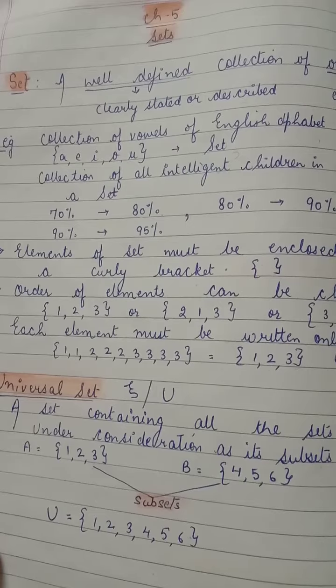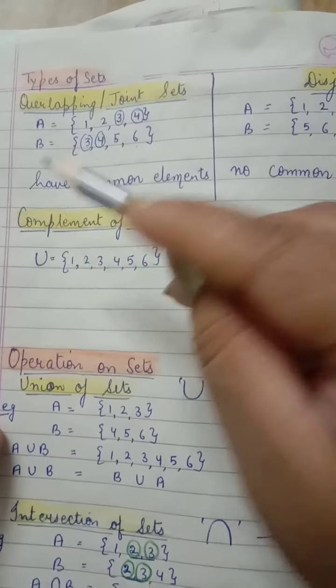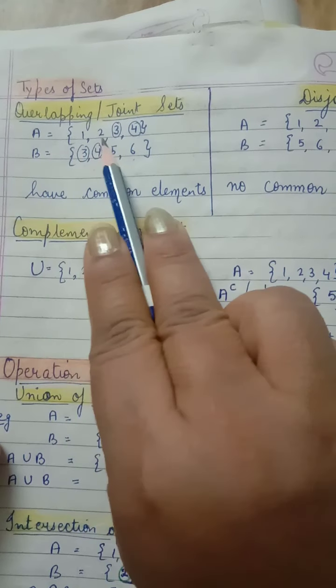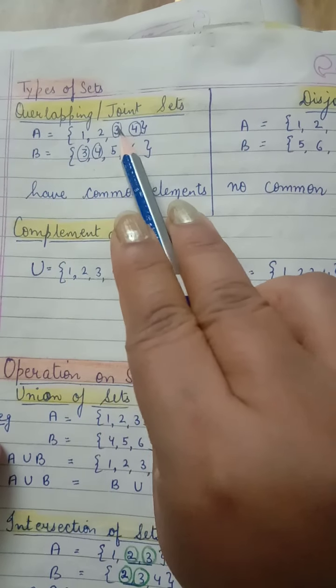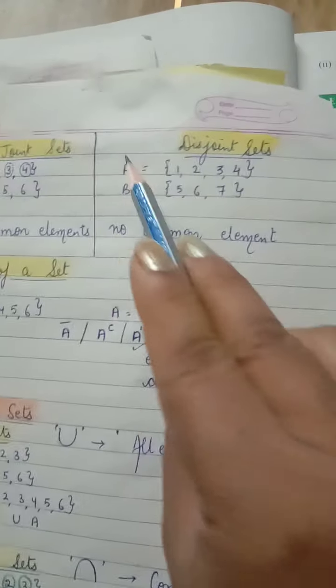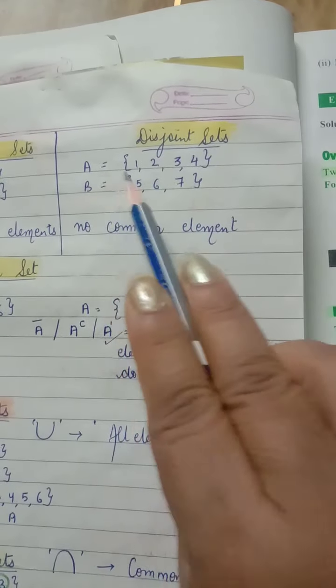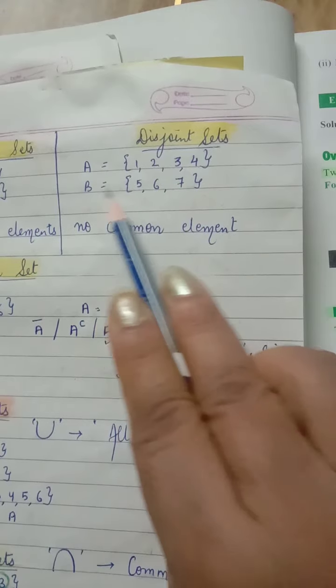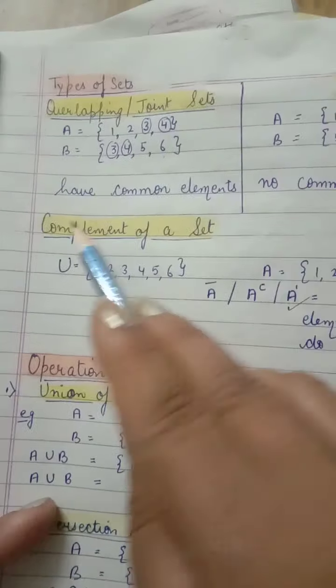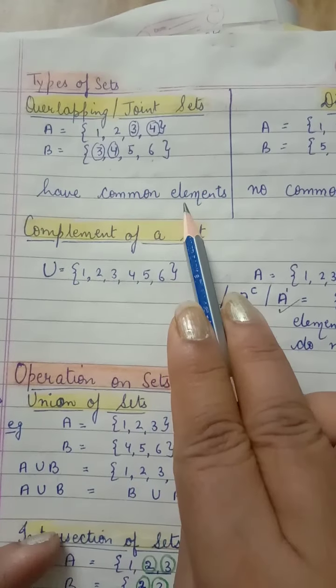Next, coming to the next topic. Now types of sets. Overlapping, or another name is joint set. For example, you have set A with 1 2 3 4 and set B with 3 4 5 6. In both the sets 3 4 is repeated, so these are overlapping or joint sets. Now disjoint set is just the opposite of it. Set A with 1 2 3 4, set B with 5 6 7. So here there is no common element, whereas in overlapping they have at least one common element.